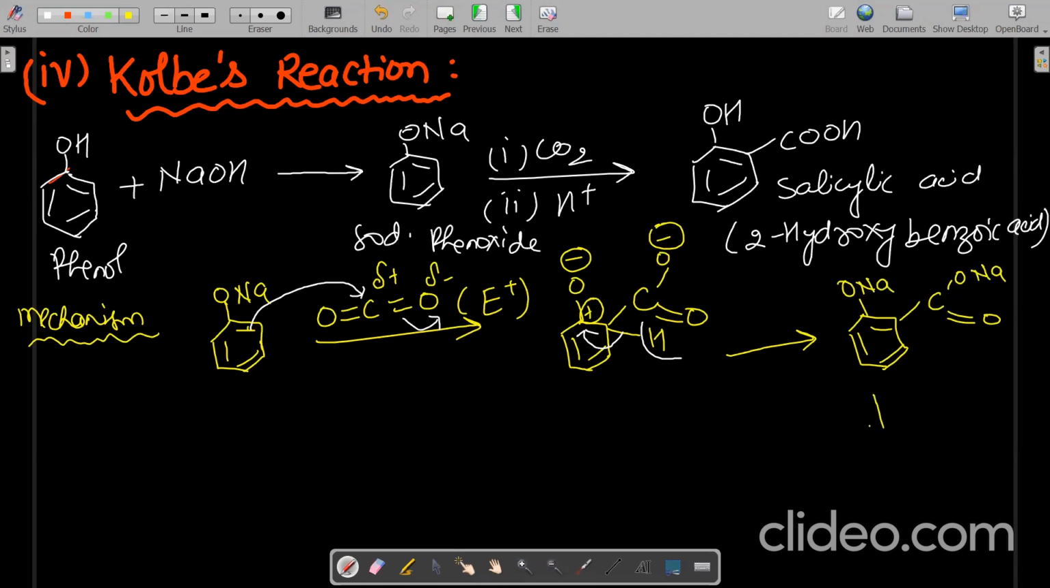And now you know the final step is what? Acidification. Because of acidification, we can replace Na. Na will be neutralized by acid only, and we get the final product as salicylic acid. So basically our purpose was to show the electrophile. Which one is electrophile over here? So carbon in carbon dioxide acts as an electrophile. So this type of reaction occurs.